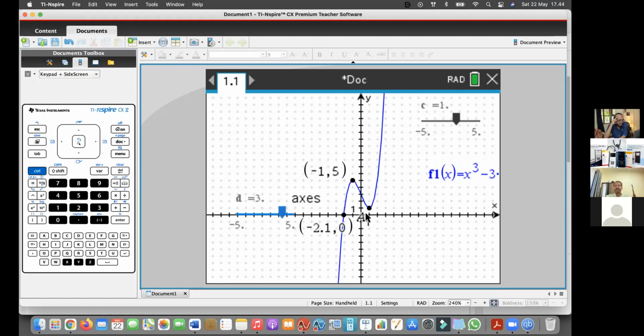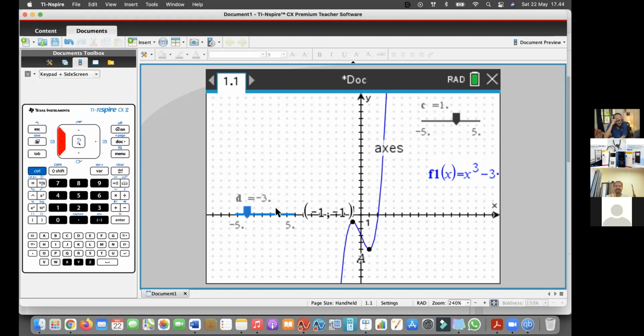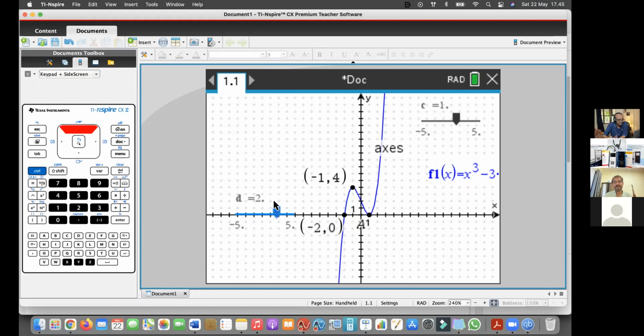So either the minimum is above the x-axis, or what should happen? The maximum should come below the x-axis. Below the x-axis, yeah. So if it comes below the x-axis, you have 1 point of intersection. And this is the area where we have more than 1 till this point, and from this point onwards again more than 1.